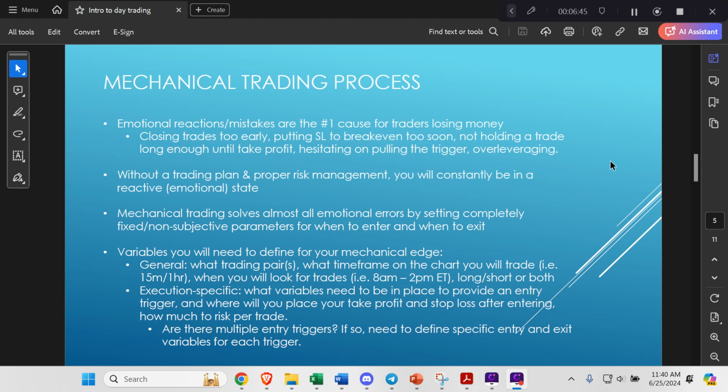And then, are there multiple entry triggers? Sometimes there's a trading strategy, and I'll reference my 15-minute pattern strategy. It's mostly rising and falling wedges, and I identified there were 3 or 4 different ways it could play out, and eventually it's going the same direction. But in terms of the very specific entry triggers, for me at least, I found there were multiple ways that I could get an entry. So if you have multiple entry triggers, you need to define specific entries and exits for each way you enter.